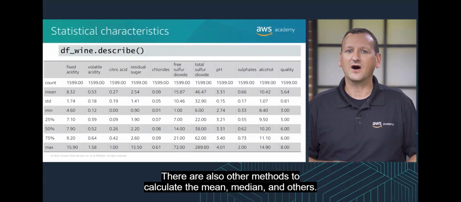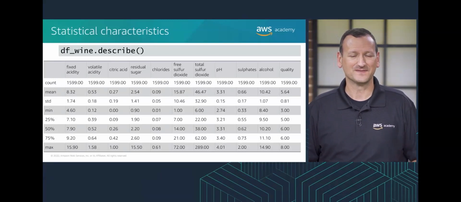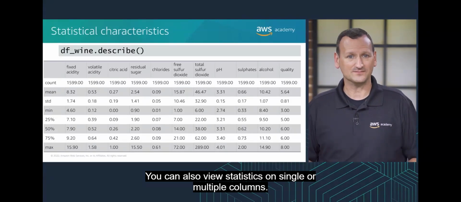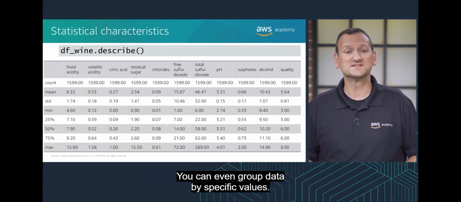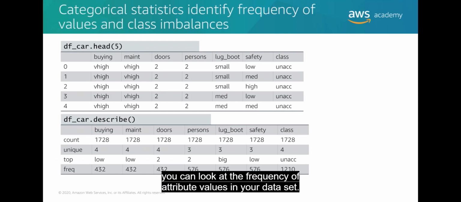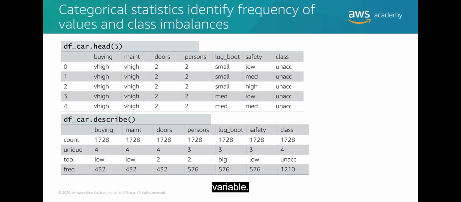There are also other methods to calculate the mean, median, and others. You can also view statistics on single or multiple columns. You can even group data by specific values. For categorical attributes, you can look at the frequency of attribute values in your dataset.